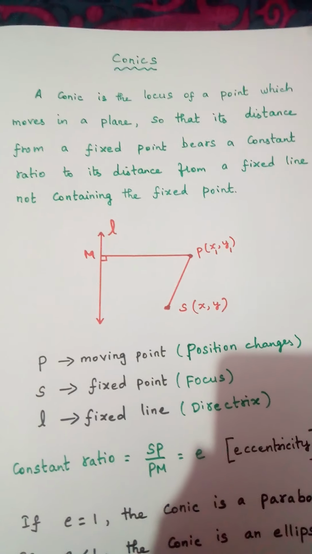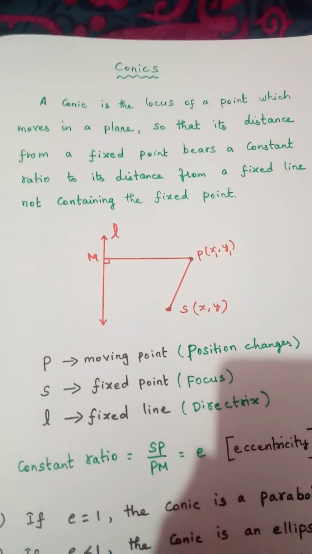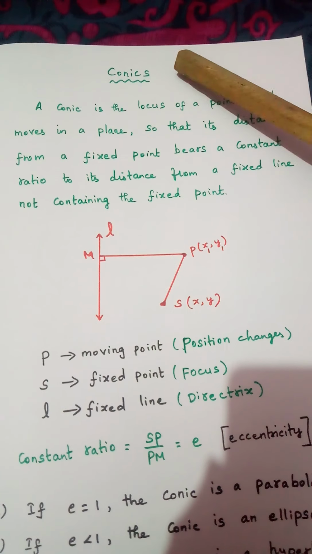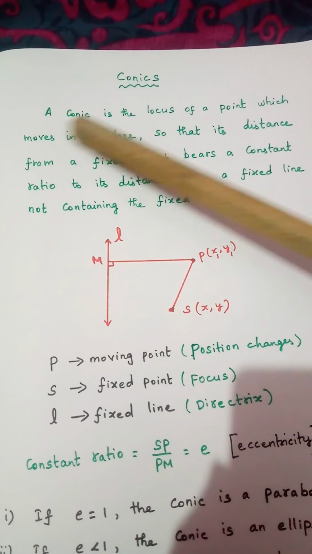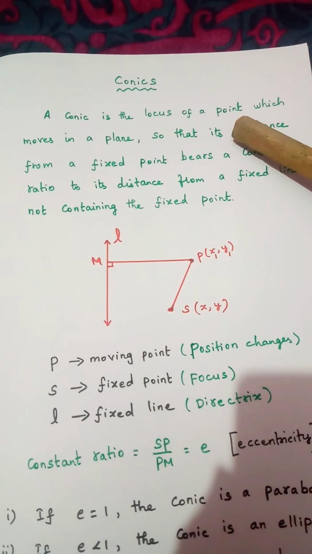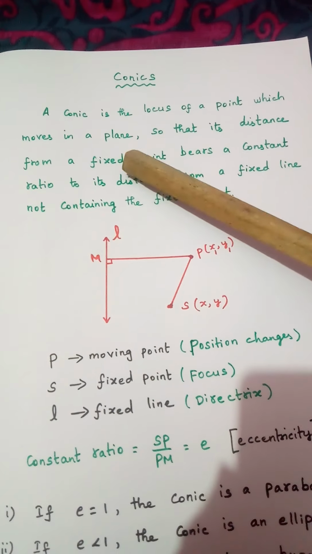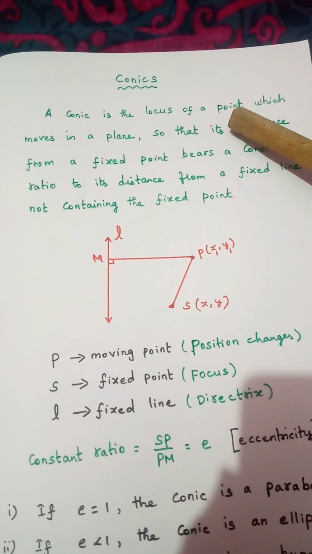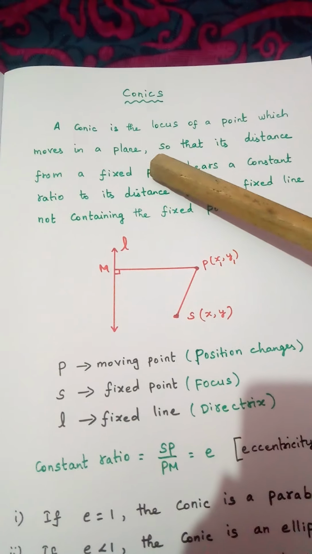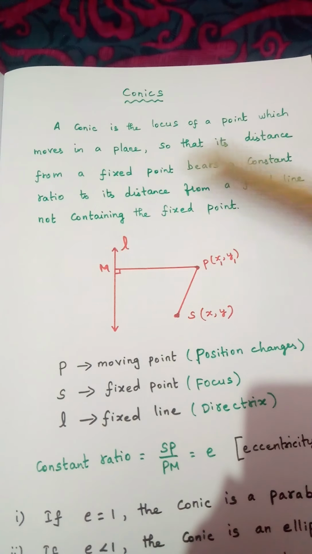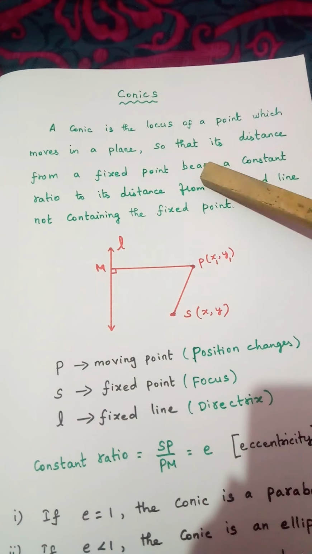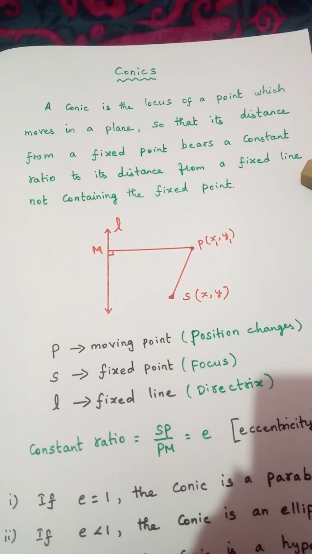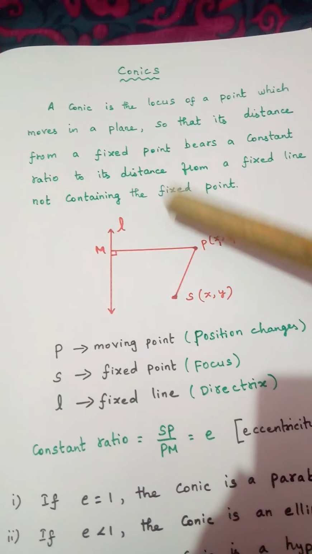So try to understand this. If you listen properly only, you can able to understand this definition. Conics is the heading. What is meant by a conic? If you see, the definition is given here. A conic is the locus of a point which moves in a plane so that its distance from a fixed point bears a constant ratio to its distance from a fixed line, not containing the fixed point.